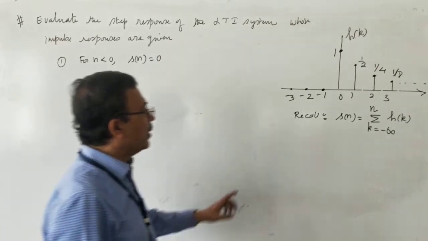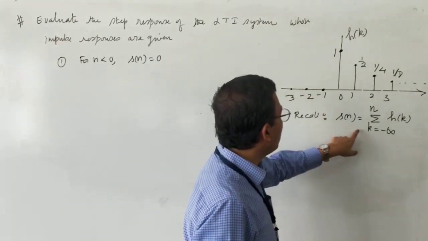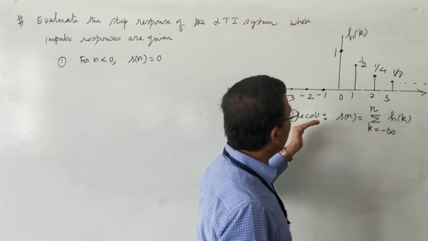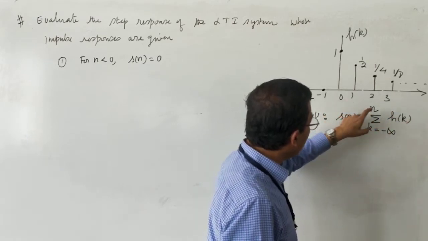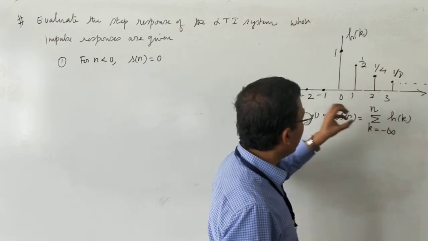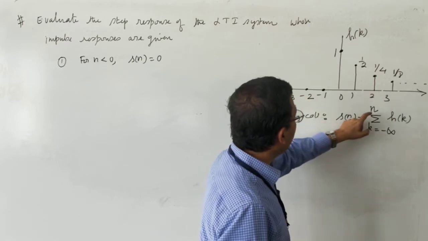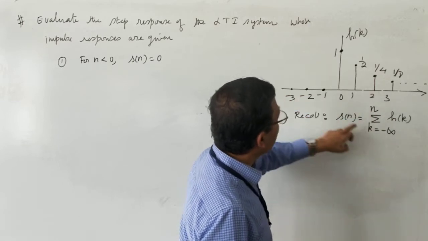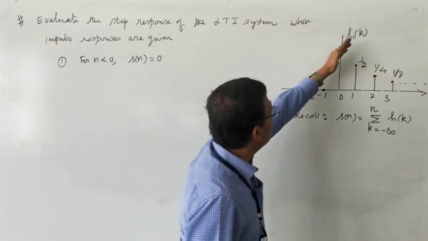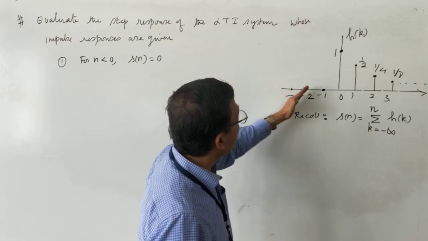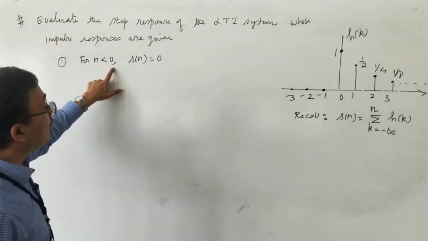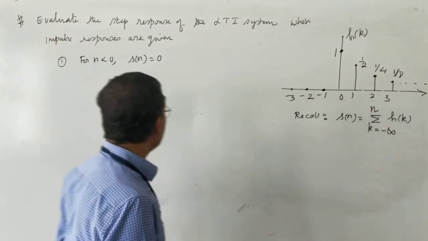I again repeat. Recall S of n equals summation k equals minus infinity to n on h of k. We have to take n less than 0, and n greater or equal to 0 next. When n is less than 0, as a matter of example, let n be equal to minus 2. Then k equals minus infinity to minus 2 on h of k. Add all the samples of h of k from minus infinity to minus 2. Obviously the result is 0. In general, for n less than 0, the summation will give 0 result.